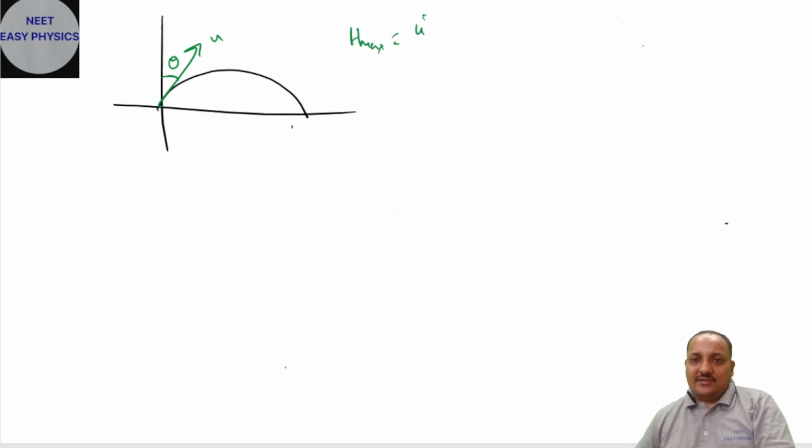Let us assume the projectile they have projected like this. We have to see the question carefully. With u, which is making an angle theta with the vertical, they will ask. At that time, what is the maximum height? U square, we discussed with the horizontal. What is this value now? 90 minus theta. Therefore, u square sin square 90 minus theta by 2g.